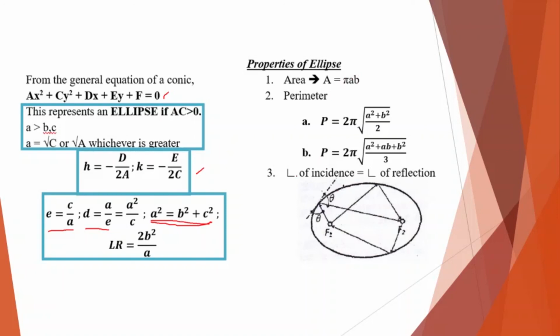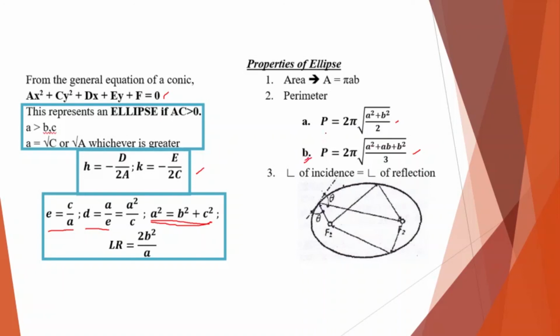So we have two formulas. P is equal to 2 pi times the square root of (a squared plus b squared) over 2. Then we also have 2 pi times the square root of (a squared plus ab plus b squared) over 3. So this is more accurate than the first formula. Okay, but the two equations will do, but preferably you will be using this second equation.